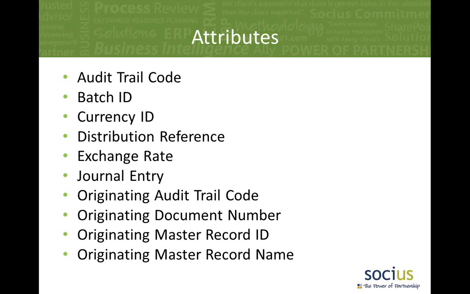So I mentioned the attributes. This is a list of the attributes that are available. Now you can pull these in on a detail report, so a transaction report in Management Reporter. So you can have things like the originating document number, that's the invoice number. Master record ID, that would be a vendor number, a customer number. Master record name would be the vendor or customer name.